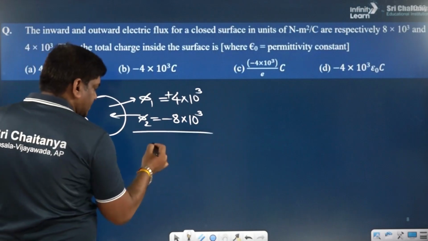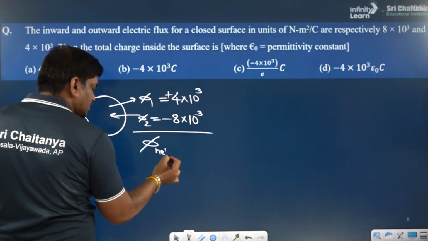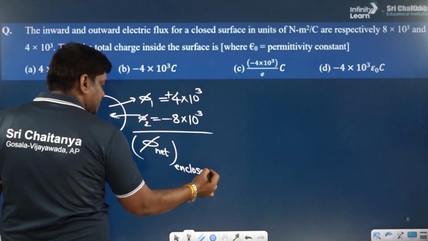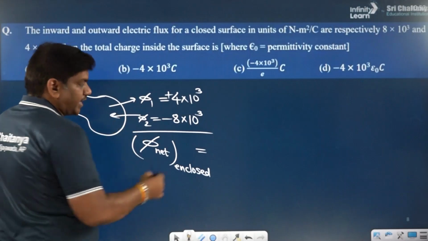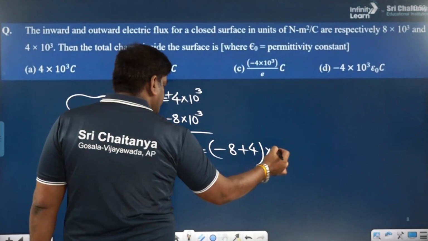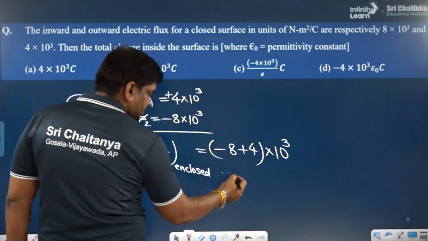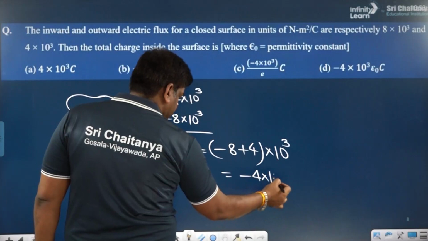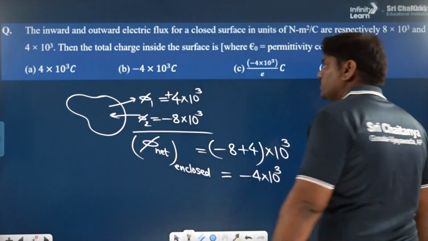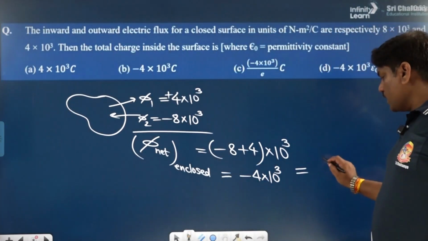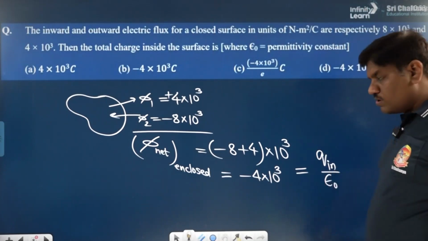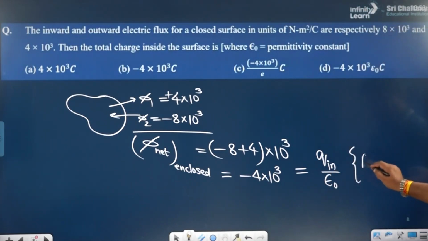And therefore, if I ask what is the overall flux which is passing through this enclosed surface, then we will simply add them with their respective signs. And that is why it is minus 8 plus 4 into 10 to the power 3, which gives me minus 4 into 10 to the power 3 as the net flux. According to Gauss law, what we will say? We will say that the total net flux passing through any enclosed surface is equal to total charge inside divided by epsilon naught. Yes or no?